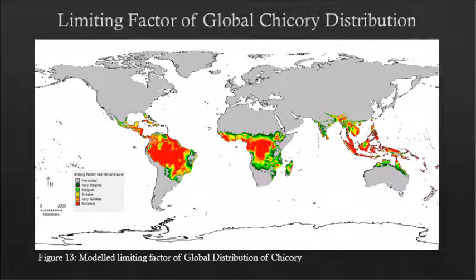In this slide, I have included the future limiting factors of the chicory plant. It shows the average rainfall and mean annual temperatures of the chicory plant. We can see that the areas deemed most suitable for the rainfall and mean annual temperatures are the areas of Central Africa and South America.